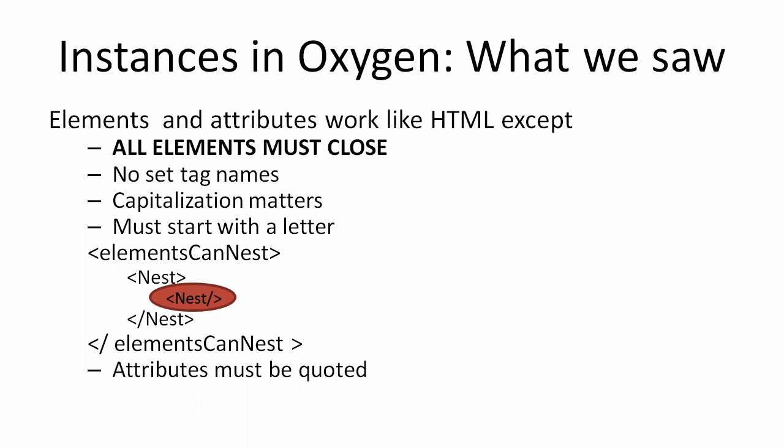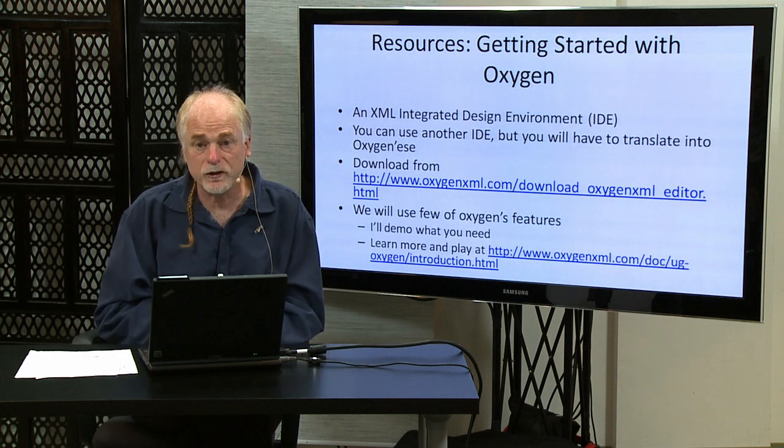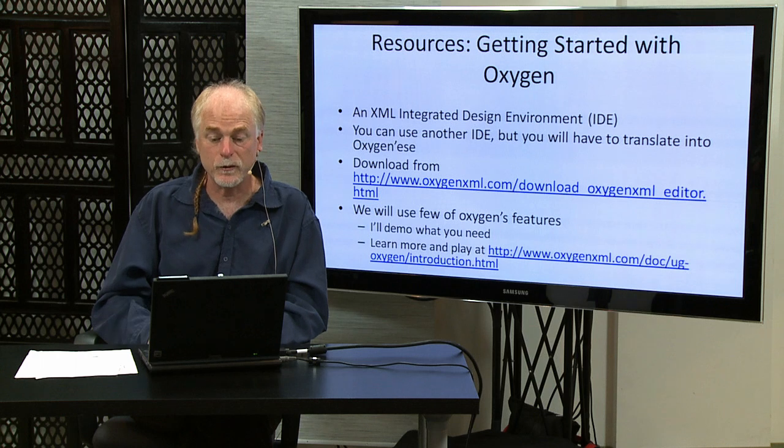It's called camel case, and you can kind of see the camel in there, right? This is a camel with two humps. The two capitals are humps, and so we call it camel case, and that's a convention that we'll use a lot in this course. Okay, so let me pause here and give you some resources for getting started with Oxygen.